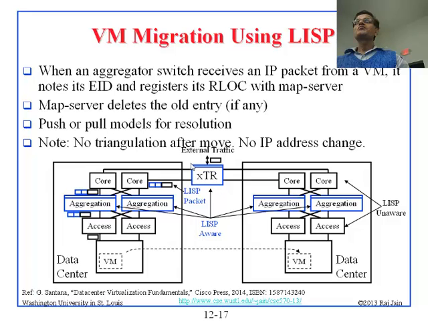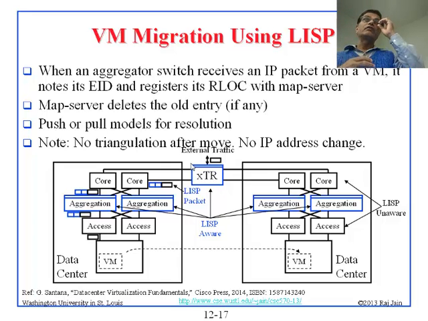Where is triangulation located? When we say no triangulation after move, that comment has to do with mobile IP. Some of you are familiar with mobile IP. I really don't think I have time here to discuss mobile IP, but in mobile IP, you have a home agent and you have a foreign agent. So whenever somebody wants to talk to you, they talk to your home agent, your secretary, first. The secretary sends the packet to you.